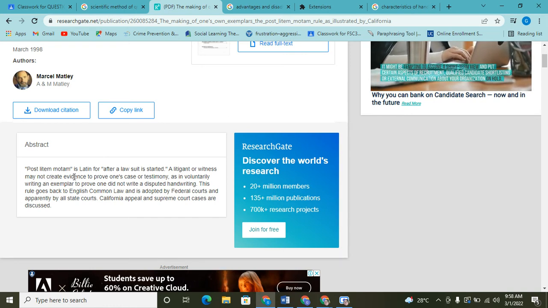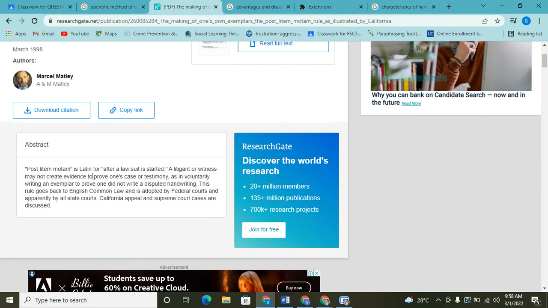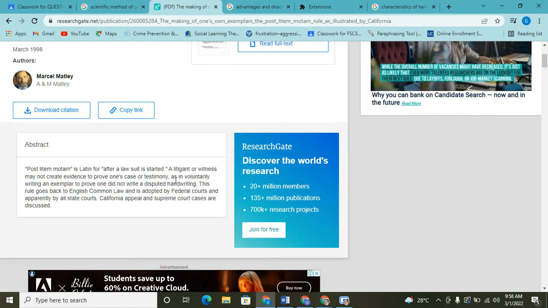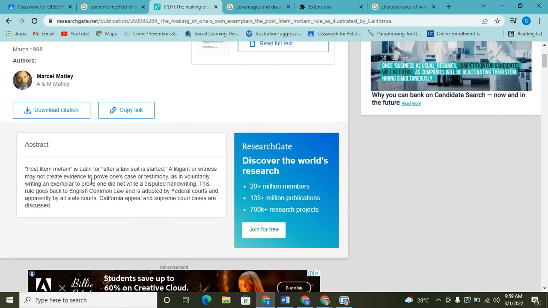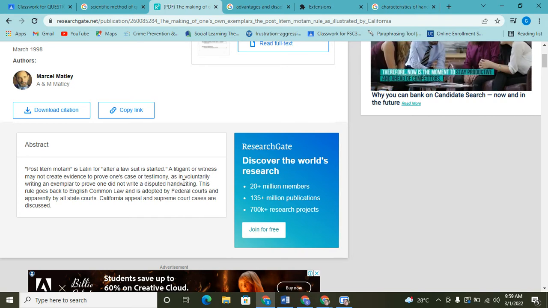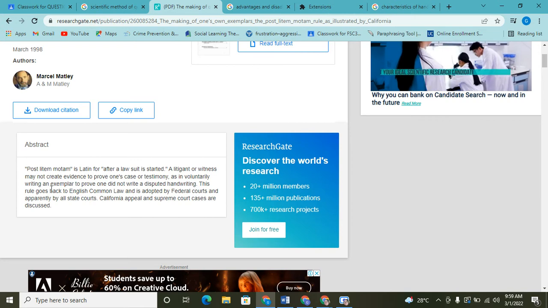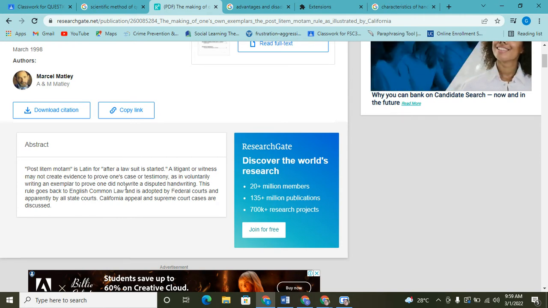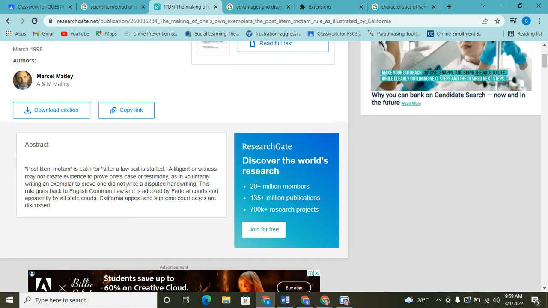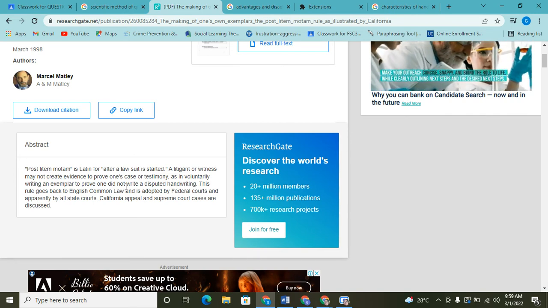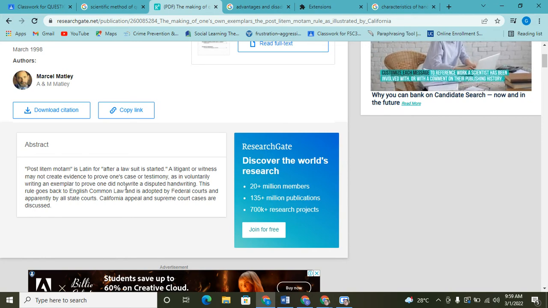So your post-litem motum, okay, exemplar is a Latin word for after a lawsuit is started. Meaning to say, on progress na, napunta na sa court, examinations were conducted. And then the litigant or the witness may not create evidence to prove one's case or testimony, as in voluntarily writing an exemplar to prove one did not write a disputed handwriting. Meaning to say, wala ka gi-request to provide your handwriting pero you've decided to voluntarily provide your own handwriting para to show your contention nga you did not produce this disputed document.